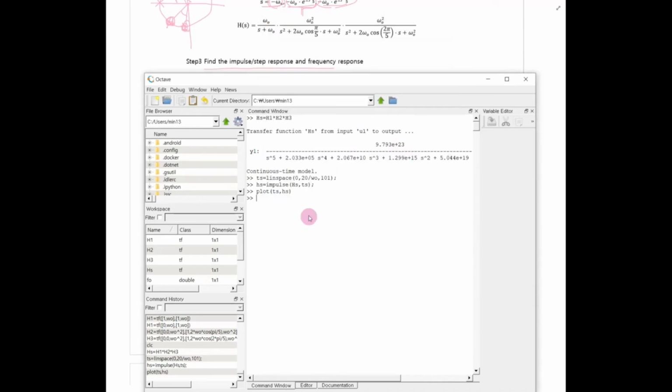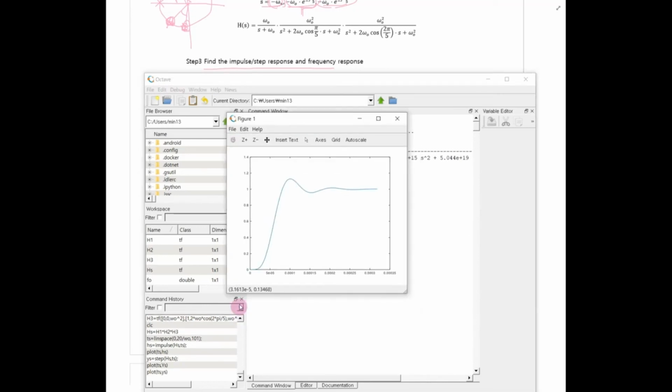And what about the step response? YS is the step response of HS and TS, and plot TS and YS will give, sorry, it should be small case. And that gives the step response. I get this step response. It's overshooting and fluctuating and converging to the unit step. This is the step response of this Butterworth filter.